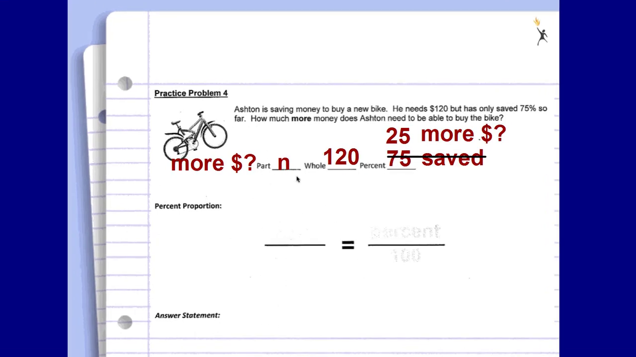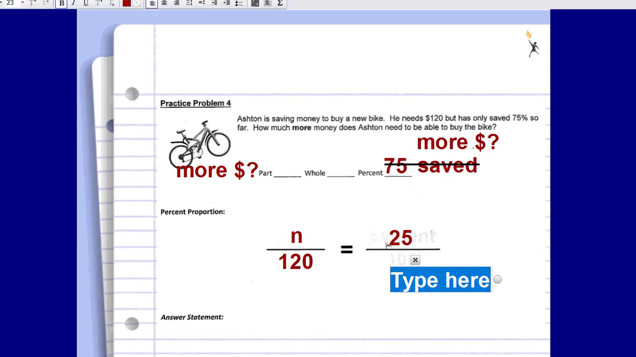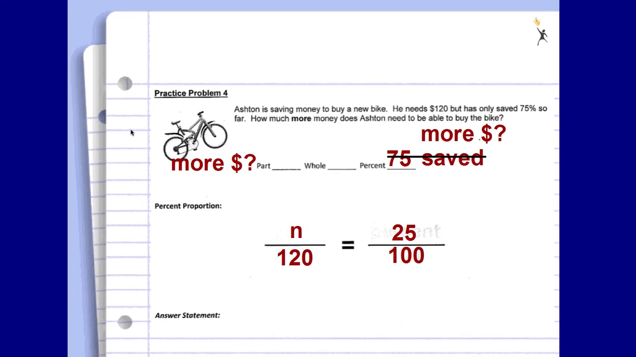Okay, now we're ready to set up a proportion. Part is the n to the whole, which is 120, is going to be the percent, which is 25%, not 75, out of 100. There's your percent proportion. Now you're ready to solve this. Okay, I cannot go from 100 to 120. I cannot do our quick little trick when they both have zeros because 25 does not end in a 0. So I'm going to have to think of another way to simplify this. Well, I know the factors for 25 are 5 times 5. So let me go ahead and do it that way.